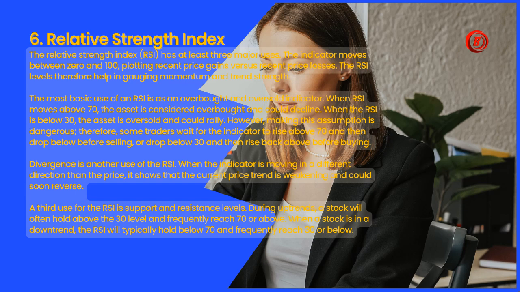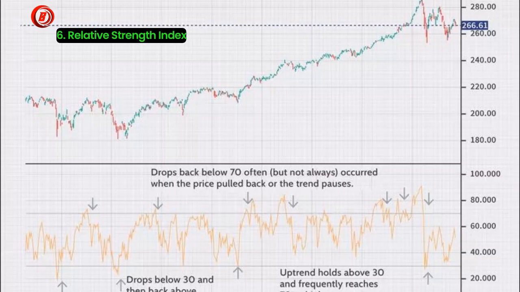6. Relative Strength Index. The Relative Strength Index, RSI, has at least three major uses. The indicator moves between 0 and 100, plotting recent price gains versus recent price losses. The RSI levels therefore help in gauging momentum and trend strength. The most basic use of an RSI is as an overbought and oversold indicator. When RSI moves above 70, the asset is considered overbought and could decline. When the RSI is below 30, the asset is oversold and could rally.